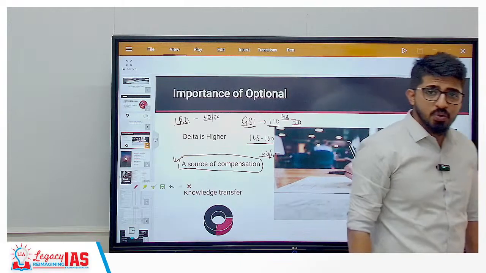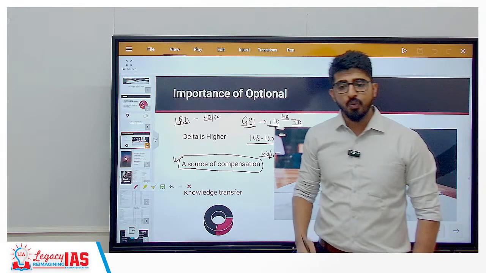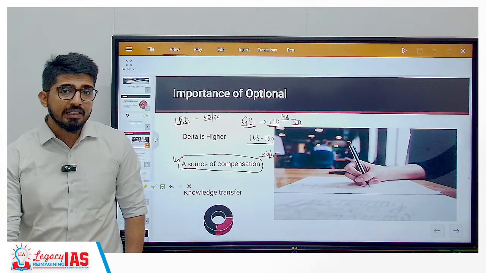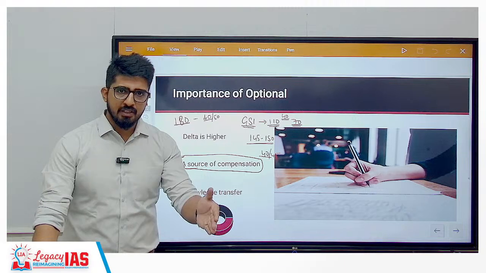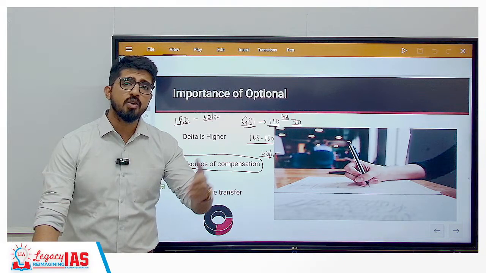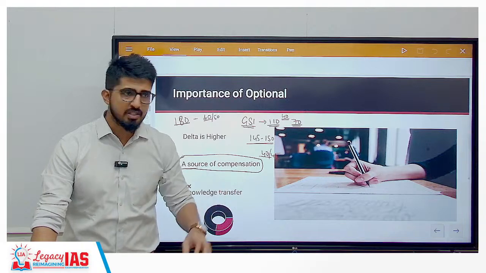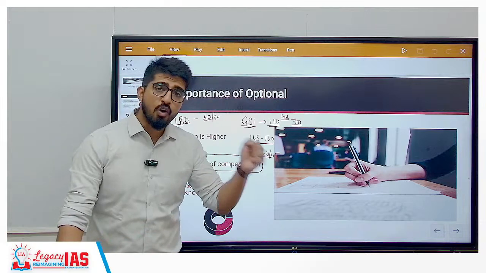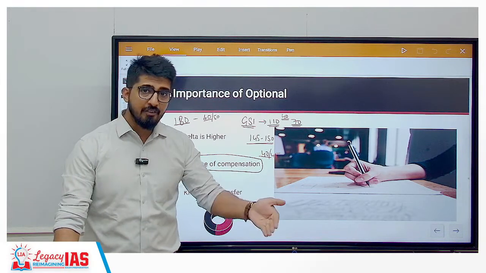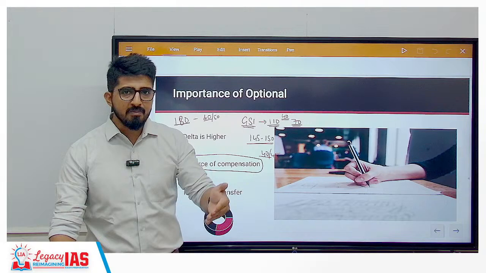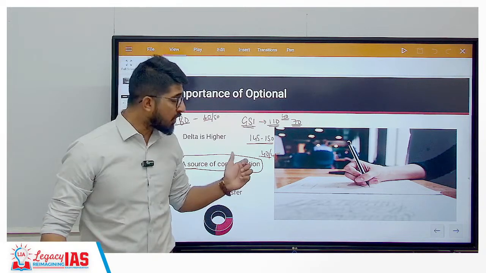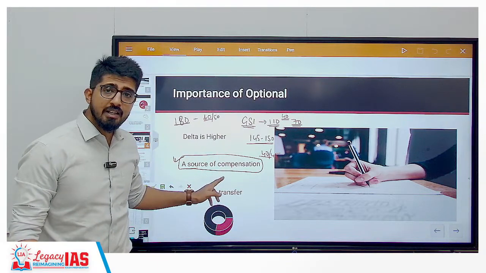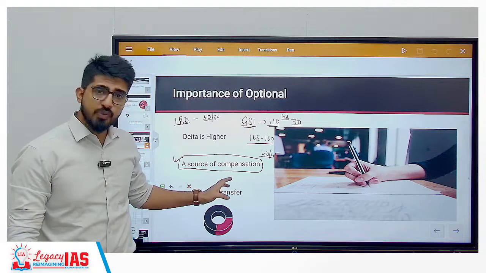This is very much true for the people who are choosing sciences as optional. Say for example somebody is choosing math as an optional, they have to focus a lot on their optional because they get the scores in ones and zeros. So I'll touch upon that aspect later. They're going to spend a lot of time on that, because of which they will not be able to commit a lot of time and energy to the GS subjects. So whatever you lose in GS, you can make the gains in optional. Okay, it is a source of compensation.